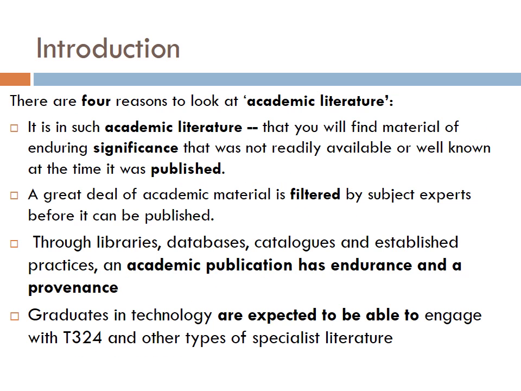There are four reasons to look at academic literature. You will find material of enduring significance that was not readily available or well known at the time it was published. A great deal of academic material is filtered by subject experts before it can be published, through libraries, databases, catalogs, and established practices. An academic publication has endurance and a provenance.